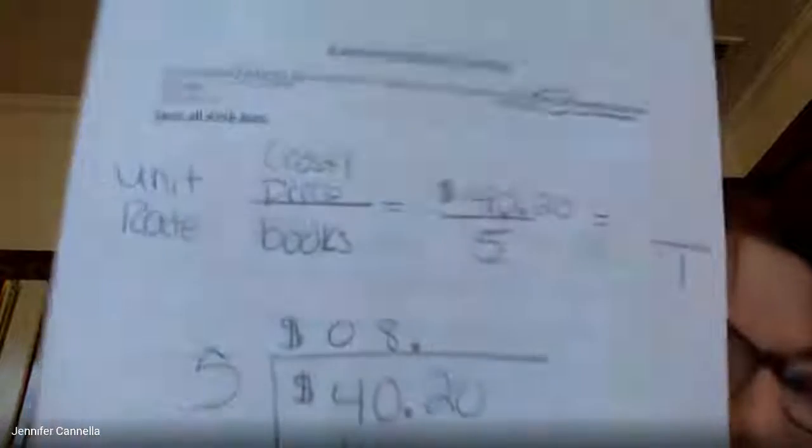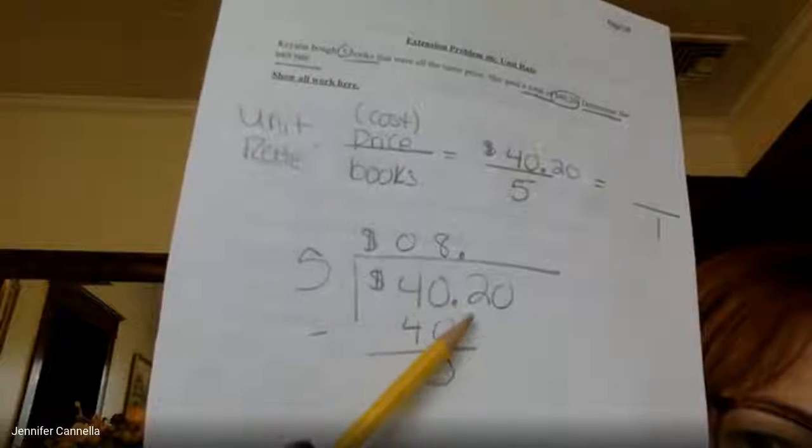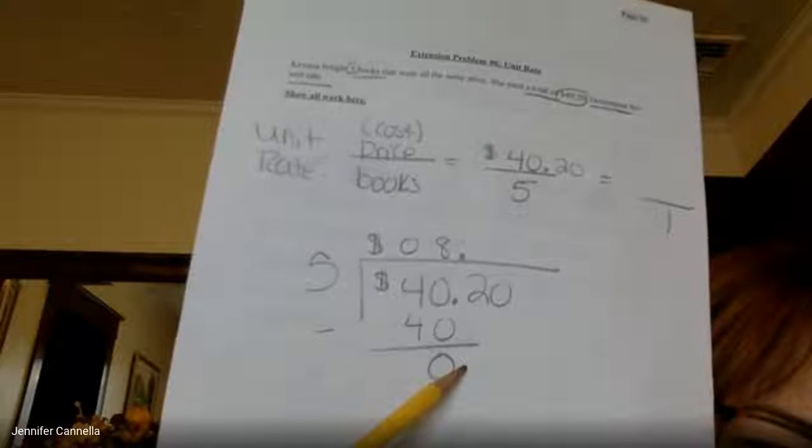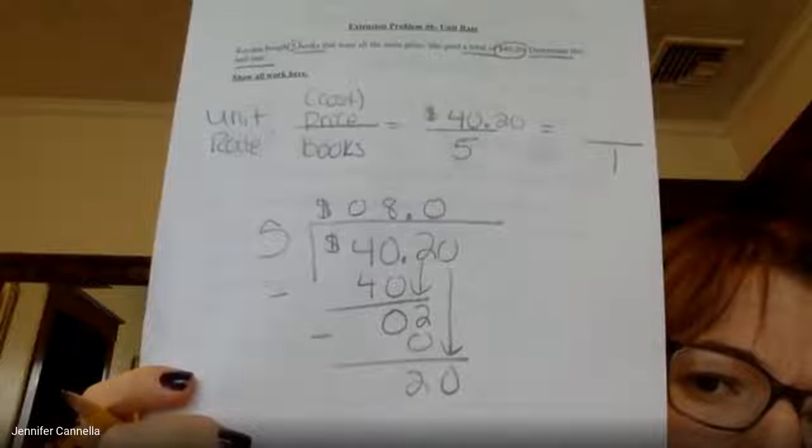Let's stop right here. Now, what do I have to do with the 2? You have to bring it down. Okay, so put a 2 here where my pencil is. I'm going to make my arrow, bring down the 2. Does 5 go into 2? No. Put a 0. 0 times 5 is 0. Subtract 2, bring down the other 0. Now, does 5 go into 20? Yeah. How many times? 4 times. 4 times 5 is 20.